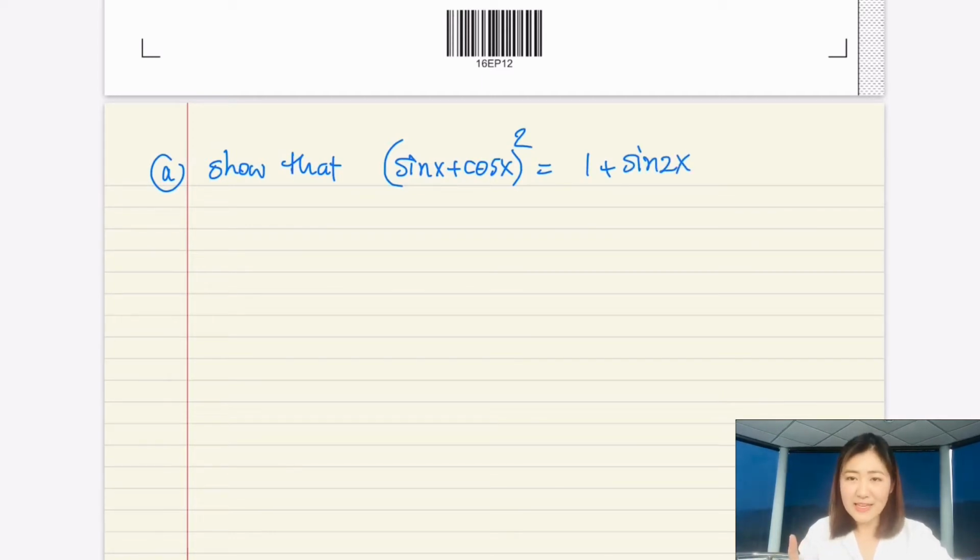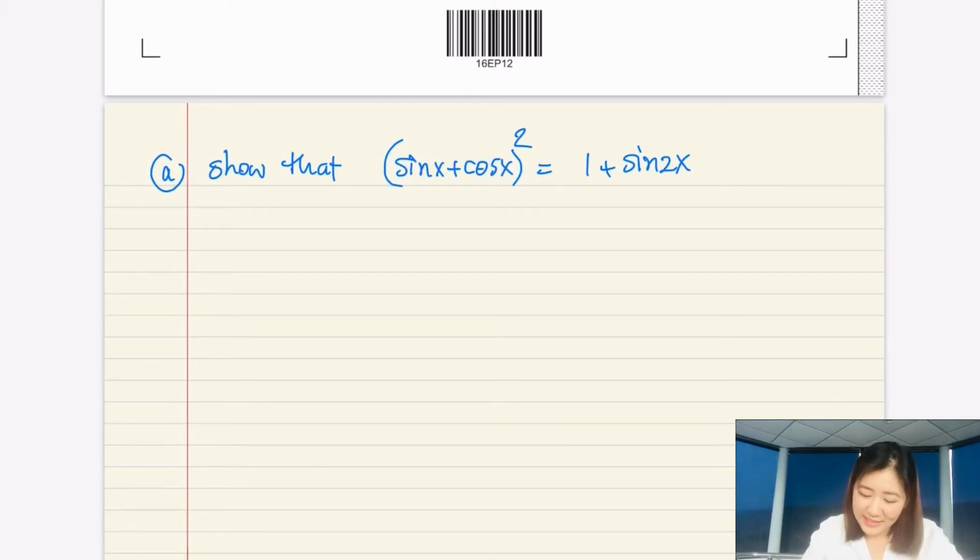To show that, we don't do both sides. We don't plus both sides by some certain number, minus both sides by some certain number, or times or divide. We don't interfere with the right hand side by anything. So we would do only on the left hand side and change the left hand side to be the right hand side. This is for the words show that.